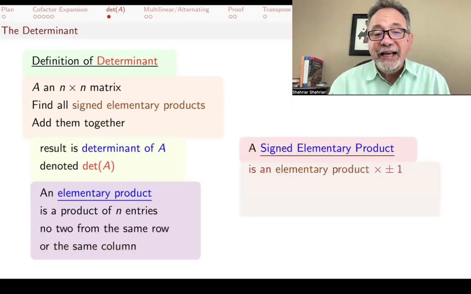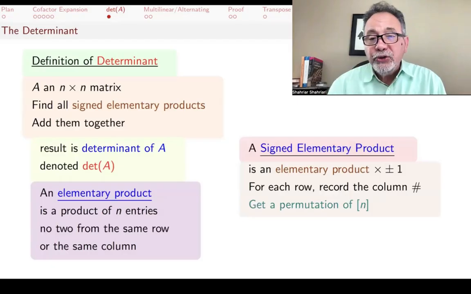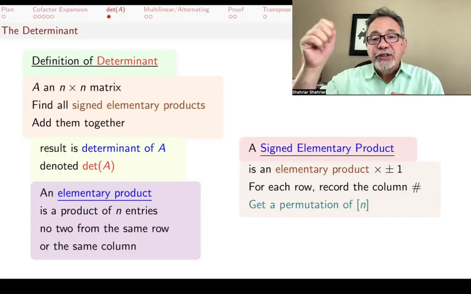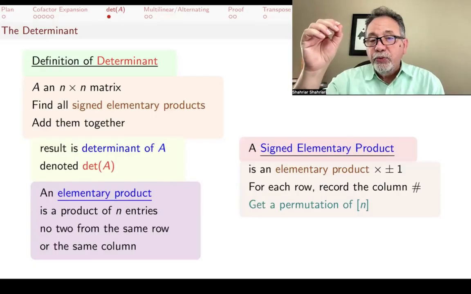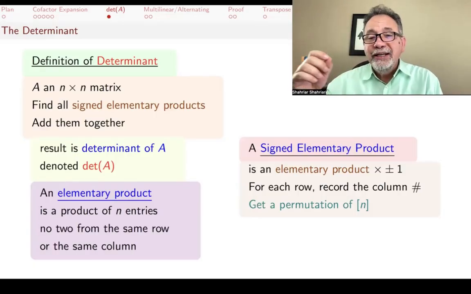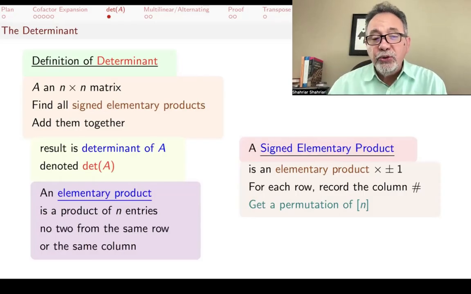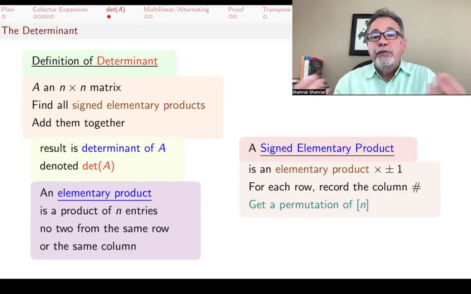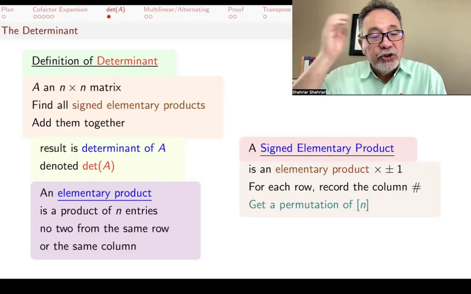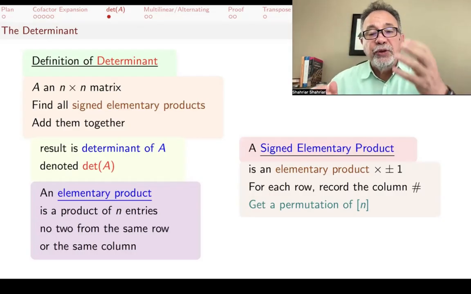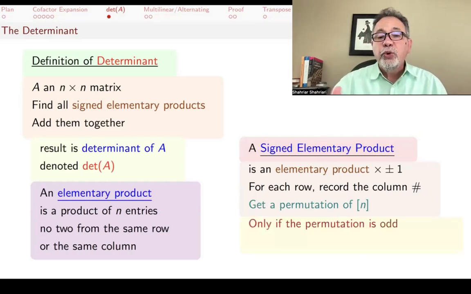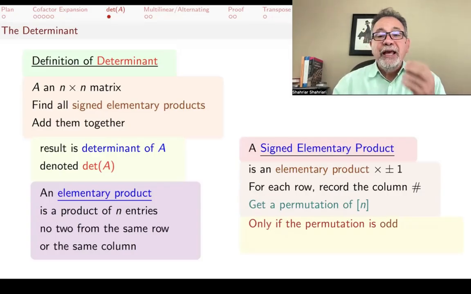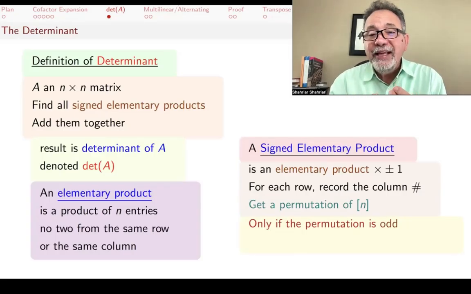From that, you can get a signed elementary product. For each row of your matrix, the elementary product is going to have one entry. For row 1, it will have an entry in some column. You write down that column number. In the second row, you also write the column number. In the third one, you write the column number. When you write all those column numbers, you get a permutation of 1 through n. You get some ordering of 1 through n. Maybe the first one was in the third column, so your permutation starts with a 3. This permutation could be odd or even, depending on the number of inversions that it has. An inversion is when a bigger number comes before a smaller number.